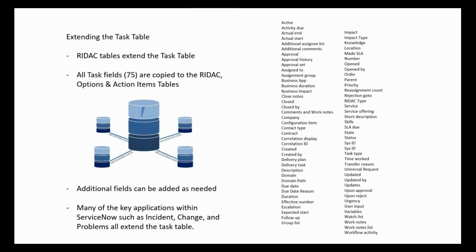When you extend a table, the fields from the table that is extended are copied to the table that you're creating. So in this case, there'll be 70 plus fields that will be copied to our new tables. We will also add additional fields to the tables as needed. And let's keep in mind that many of the key applications within ServiceNow, such as the incident, change, and problems, all extend the task table.